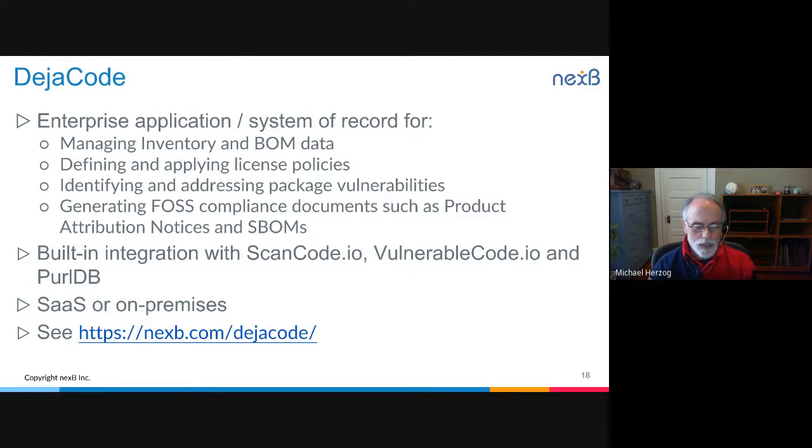It's all built in. When you install DejaCode, you have a copy of ScanCode.io, and you have access to the public instances of VulnerableCode.io and PurlDB, or possibly you could build your own. And it can be installed. We offer a SaaS subscription, or you can install on premises. It really is not much difference except the installation process and, of course, where the control is.